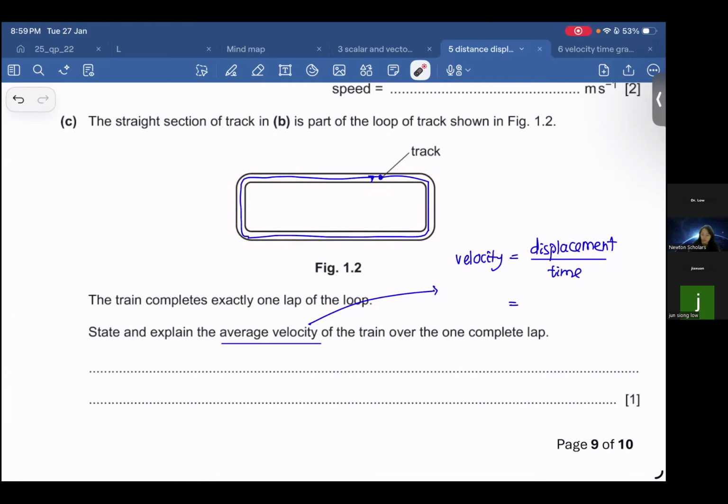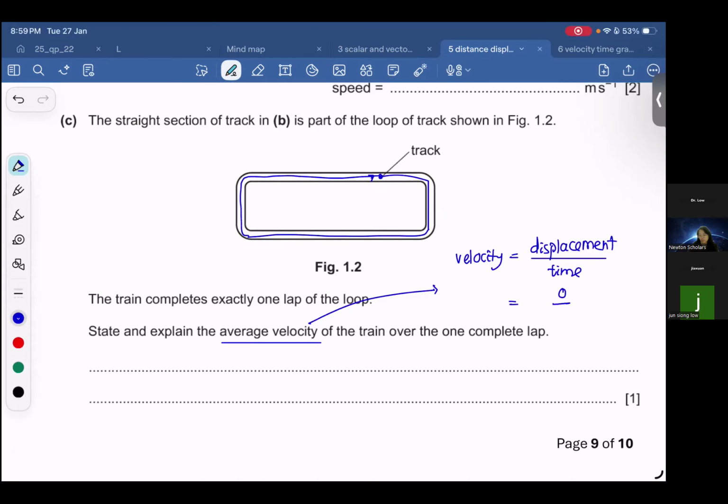0, yes. So when you complete one lap, you actually go back to original position. So your displacement actually is 0. 0 divided by the time is still 0. Your average velocity should be 0. Why? Because displacement is 0. Okay, 1 mark here.